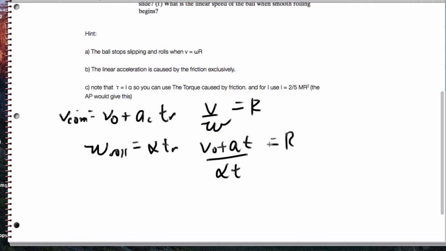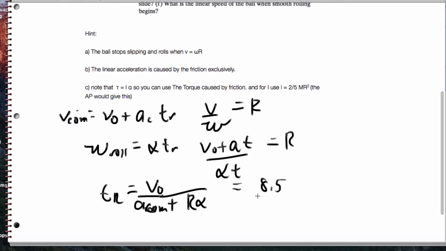So what we want to do is we want to actually end up isolating t. Now, I'll let you do the algebra on this, but it turns out when you isolate t, it ends up being V naught over a rolling plus a center mass times R times alpha, which we calculated above, which ends up being like 8.5 divided by 2.06 plus 0.11 times whatever we got for alpha. Anyway, I'll let you figure that out on your own, but that's the way to set it up.